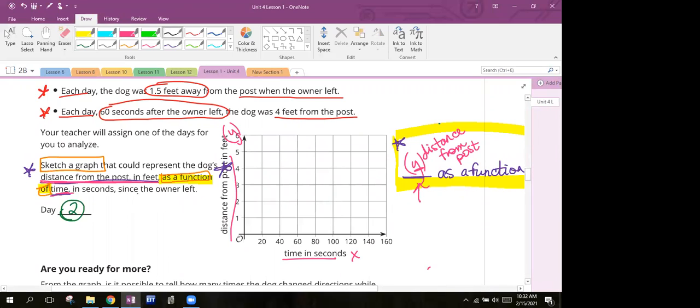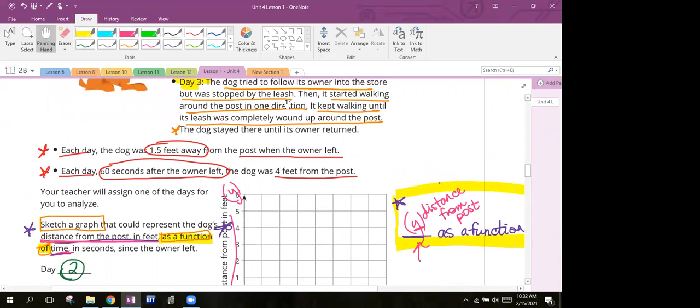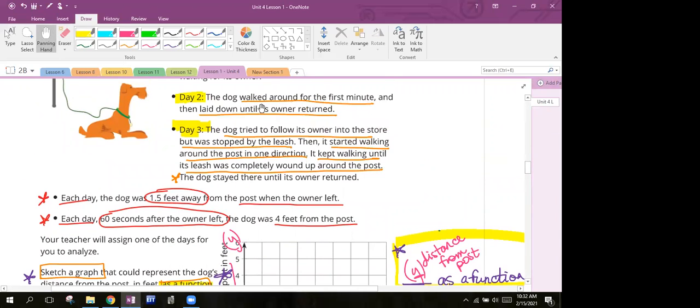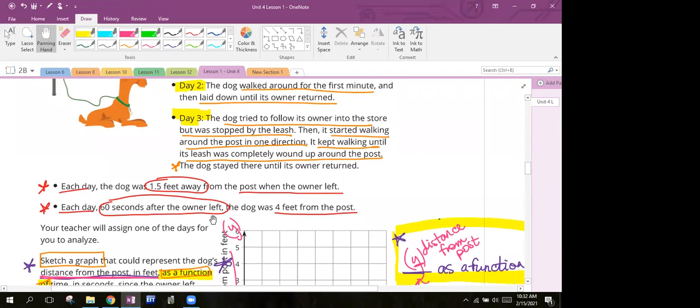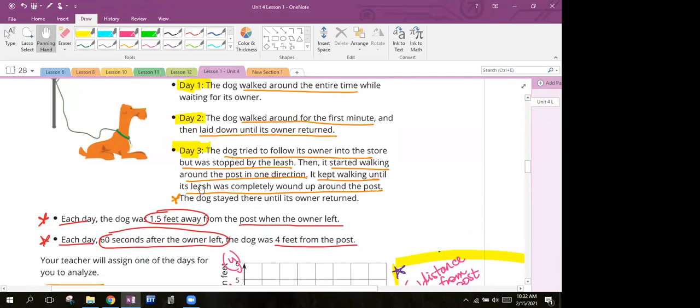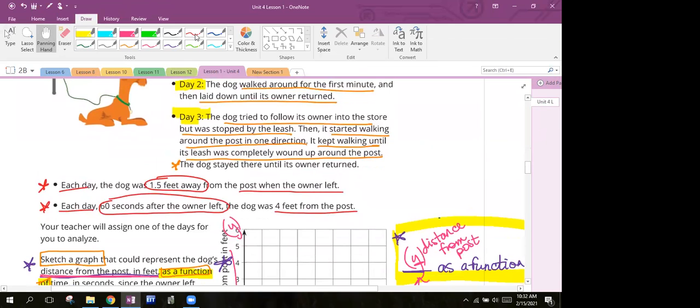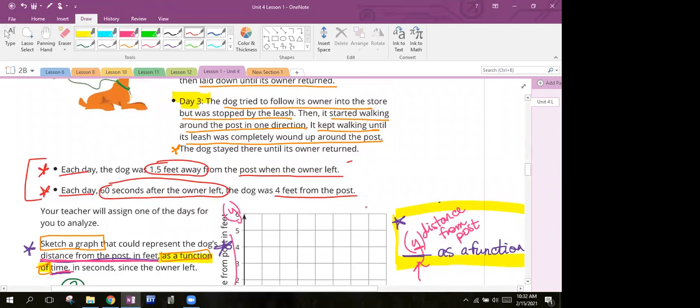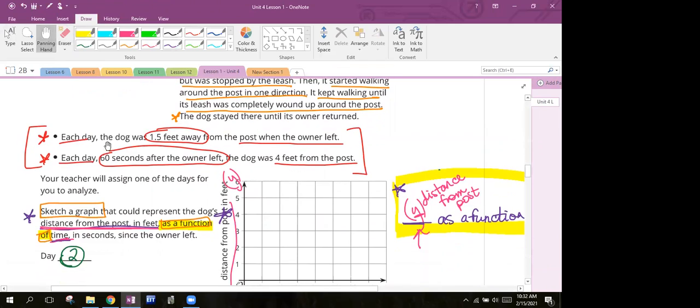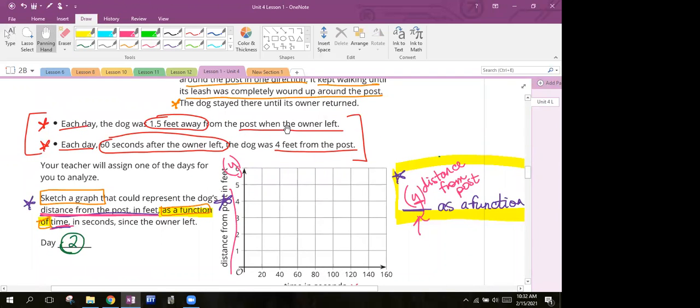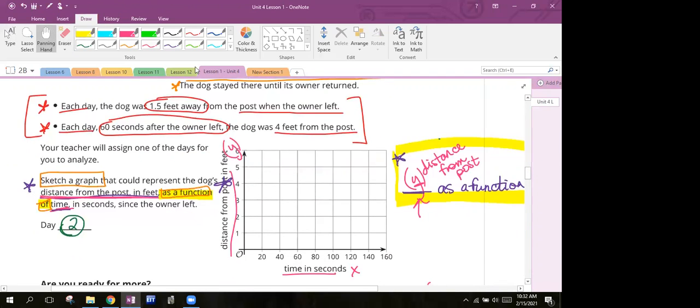First things first, it says sketch a graph that could represent a dog's distance from the post in feet as a function of time since the owner left. I'm going to do day 2, which says the dog walked around for the first minute and then laid down until its owner returned. Before I even get started on that, I want to remember these 2 important details that they told us down here. One is that each day the dog was 1.5 feet away from the post when the owner left.